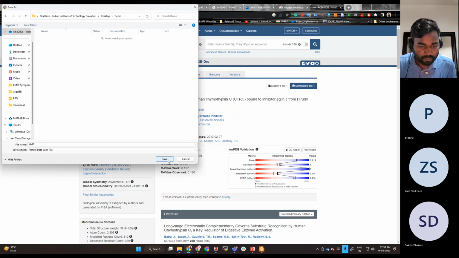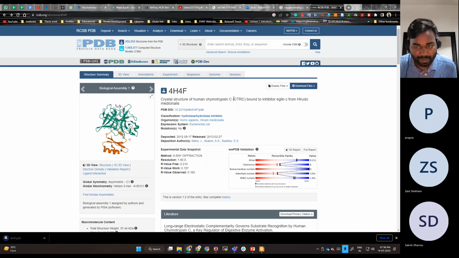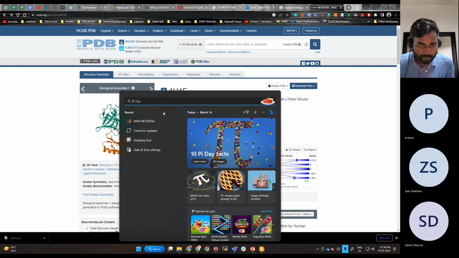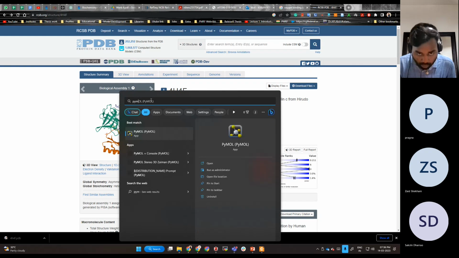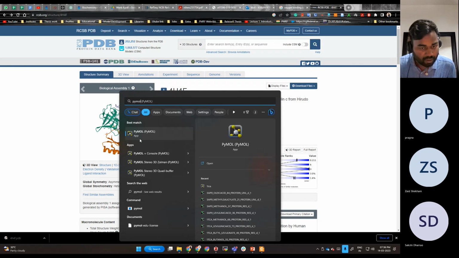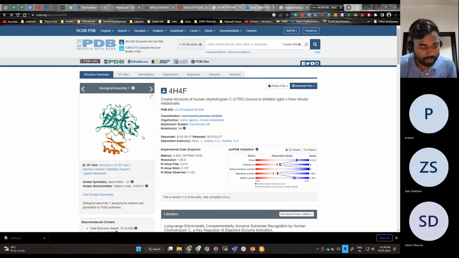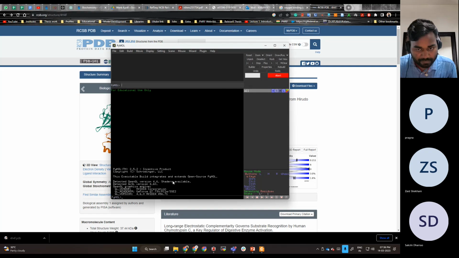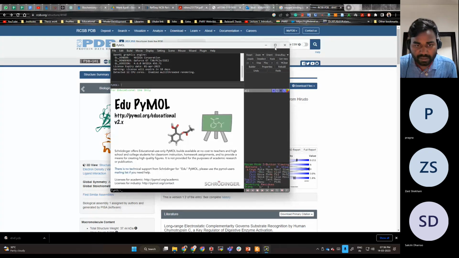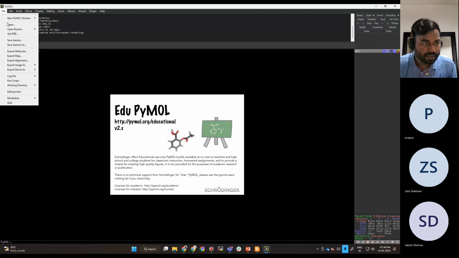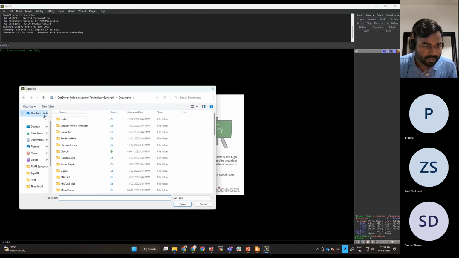This is 4H4F. 4H4F is the PDB ID of the crystal structure of human chymotrypsin C. Now this has been downloaded, the PDB format. Now let me open PyMol on my computer. All the software that I will use here is open source. That means if you download and install it, you won't have to pay any money for it. Okay, so now open that structure that I had saved here, desktop demo.